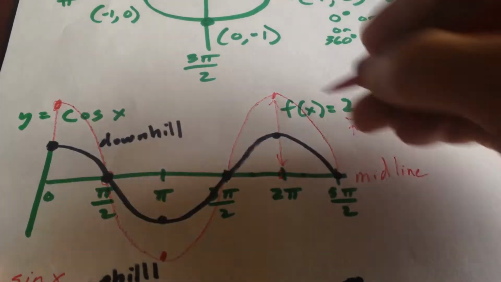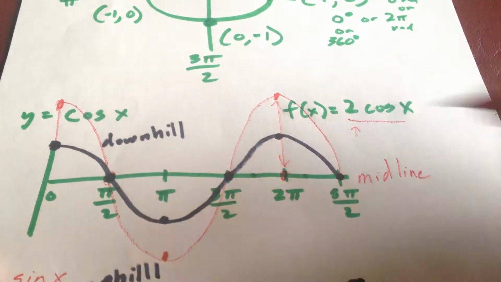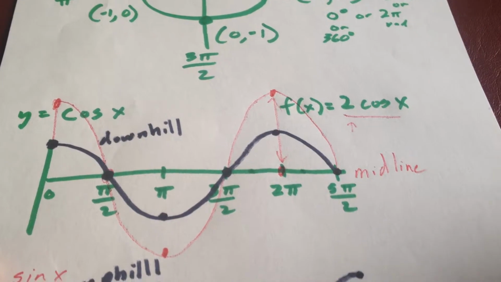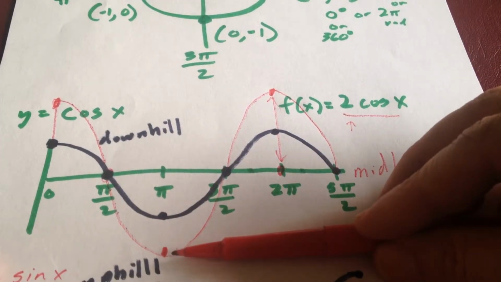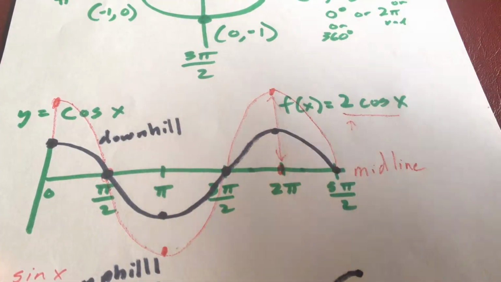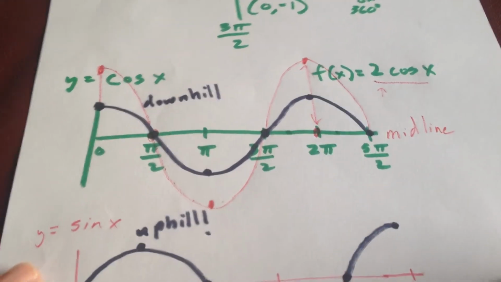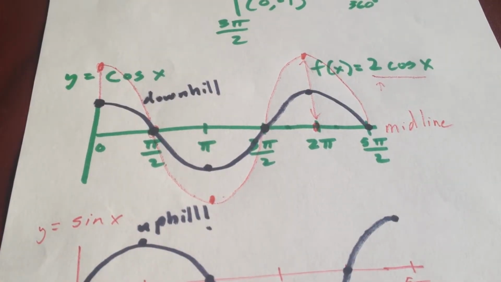But the distance from the peak down to the midline is called the amplitude, and of course the range is from the very bottom point all the way up to the top point, just as it always has been. All right, so let's do a transformation on my sine of x.